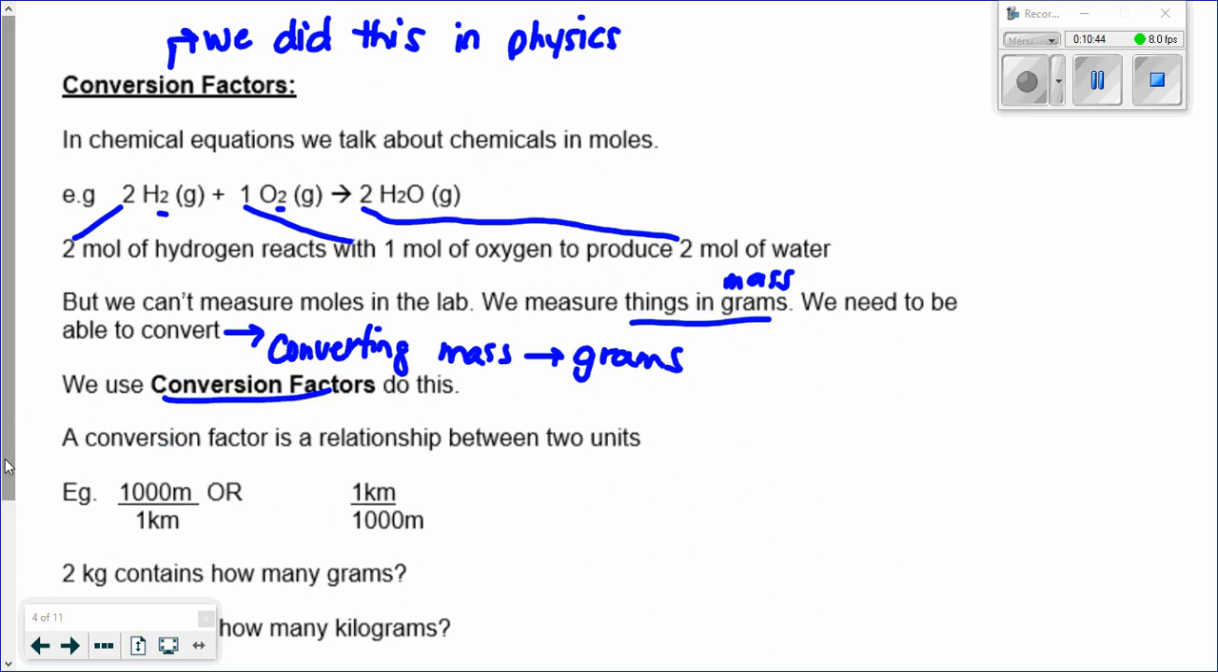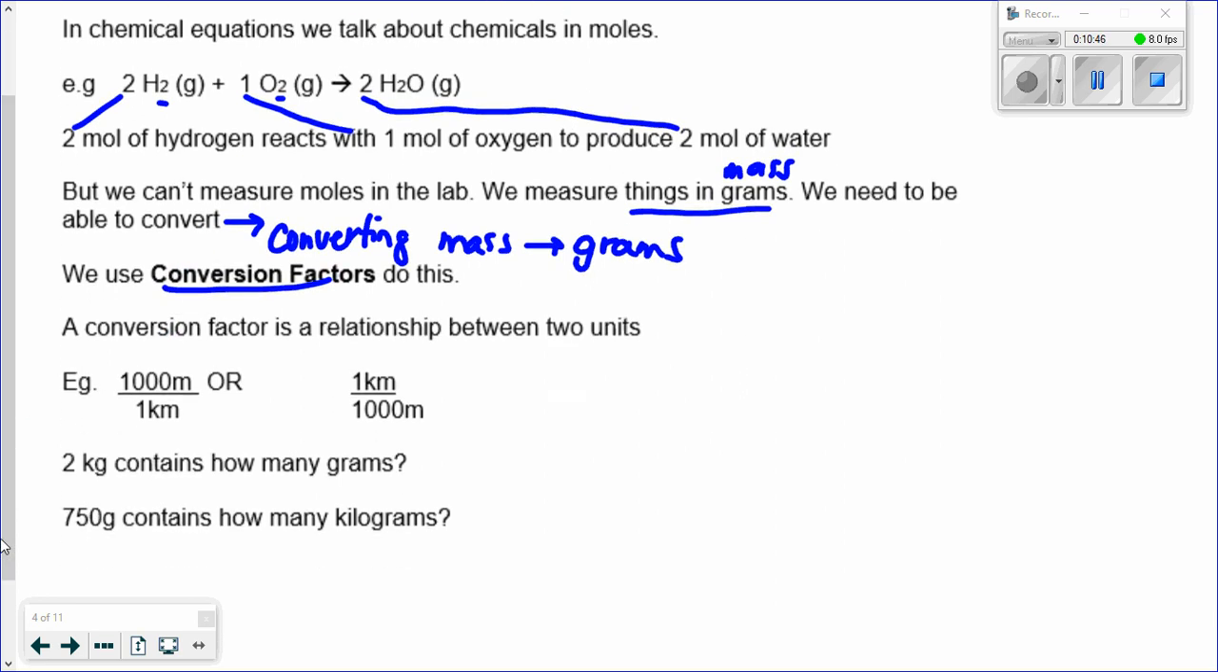So just to refresh, these are just a few notes on conversion factors, but we've done it before. A conversion factor is a relationship between two units that are measuring the same type of thing. In physics, we did a lot of conversions of meters to kilometers or kilometers to meters, and conversions of time in seconds to time in hours. So we use conversion factors typically for that.